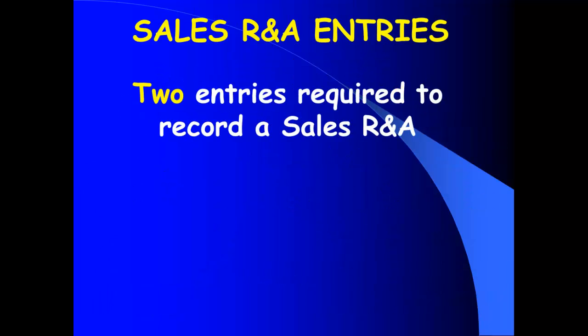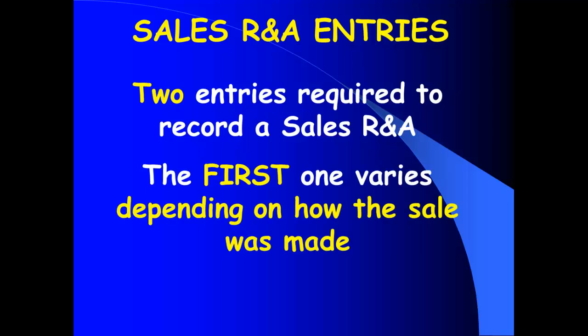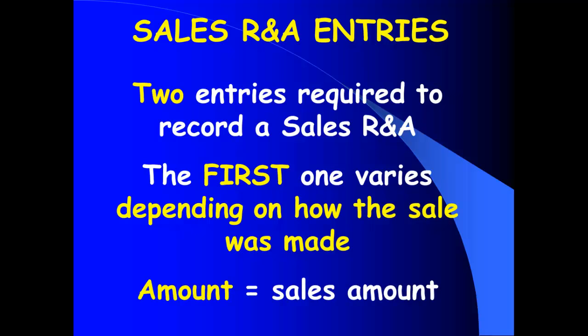To record a sales return takes two journal entries. Just like recording a sale took two journal entries, a sales return also takes two journal entries, with two different amounts. The first entry will vary depending upon whether it was a cash sale or a credit sale or a credit card sale.